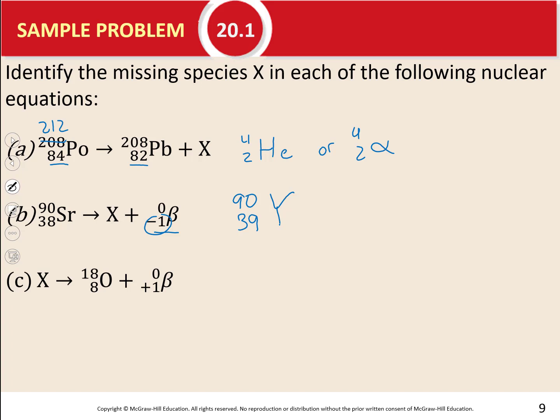All right, so go ahead and try and do C. Determine what your starting particle is.